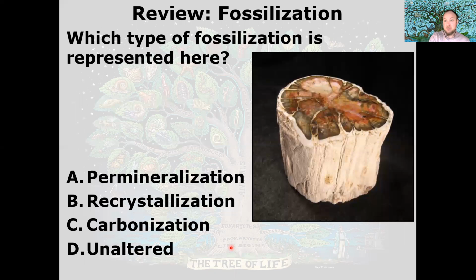All right, so let's review what we talked about last time. So I got a cat meow in the background here. So which type of fossilization is represented here? So this is wood, or rather it was wood. Now it's petrified wood. What is this process called? So take a look at those options there.